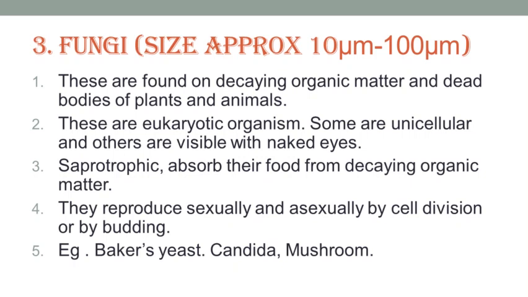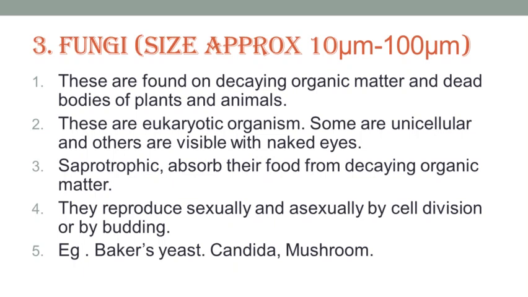Second point is these are eukaryotic organisms. Now as I have told you earlier, a eukaryotic organism is an organism which contains a proper nucleus and cell organelles. Some are unicellular, single cell fungi are also present, and others are visible with naked eyes. Saprotrophic means they absorb their food from decaying organic matter.